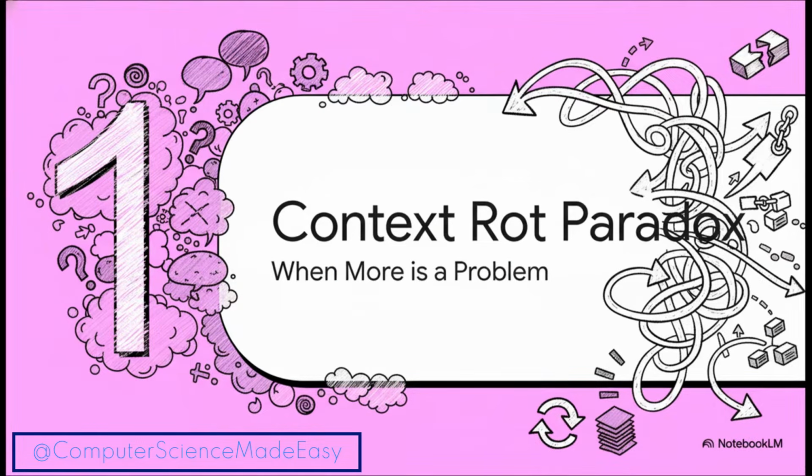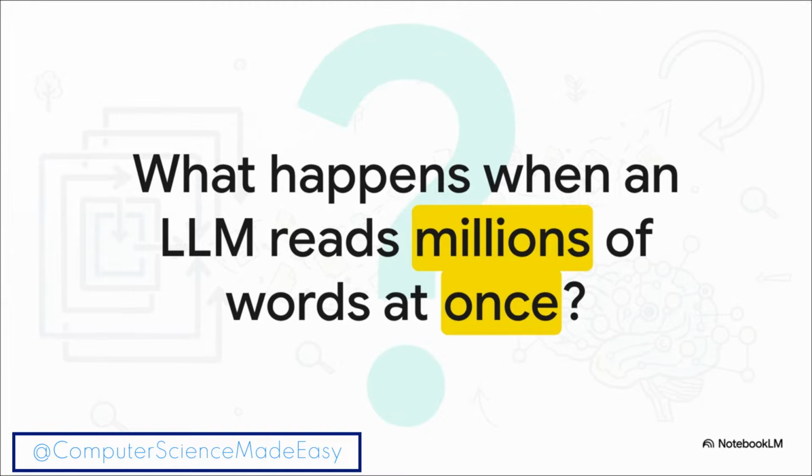So, first up, the context rot paradox. Yeah, it sounds a little intimidating, right? But really, it boils down to this super simple but really frustrating problem. For an AI, sometimes more information is actually a bad thing. Kind of counterintuitive, huh? Think about it. You'd assume that just giving an LLM more data, more context, would naturally lead to better, smarter answers, right? But it's just not that simple.